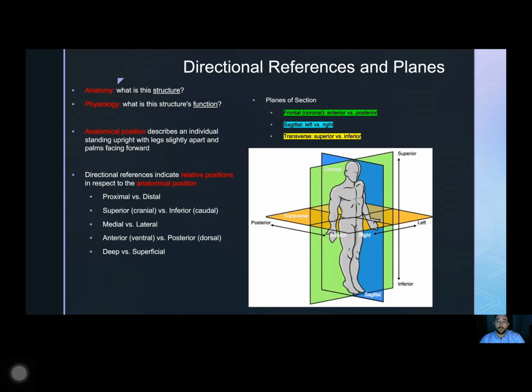Transverse planes are used a lot in CT scans. If anybody's ever seen one of those, it looks like a circle or kind of an oblong shape. There's a bunch of different spots in it, and nobody ever knows what it means besides radiologists. But that is a transverse view of your body.